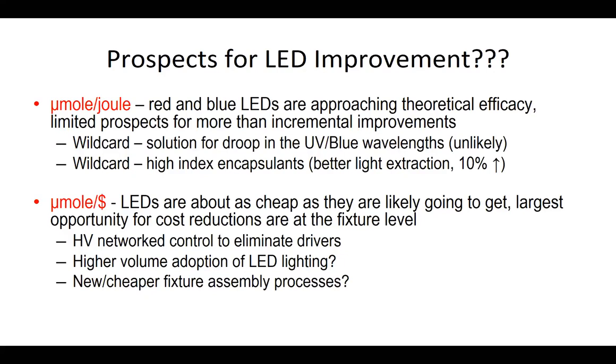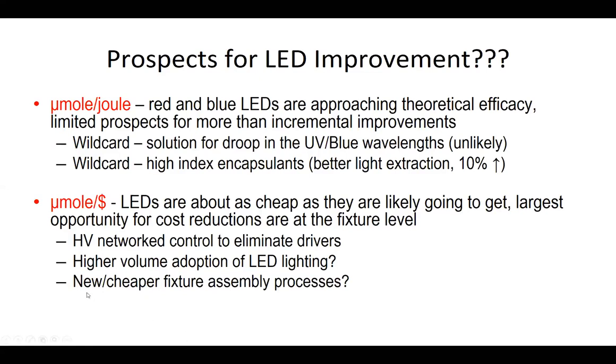Higher volume adoption of LED lighting in horticulture. If we build up the volume of people making the fixtures, we might be able to drop the cost down to where it's actually more of a commodity. For people in the lighting business, buying LED lighting fixtures for apartment buildings or for commercial spaces, this is a big problem for lighting companies. They're being commoditized to within a very low margin level. That's one way to drive down the cost of horticultural lighting.